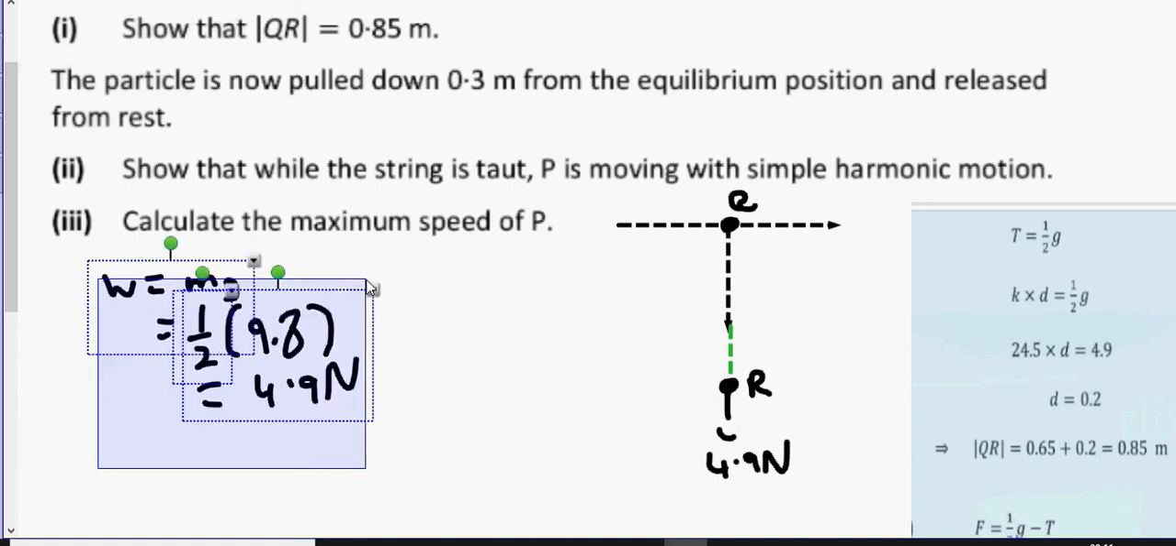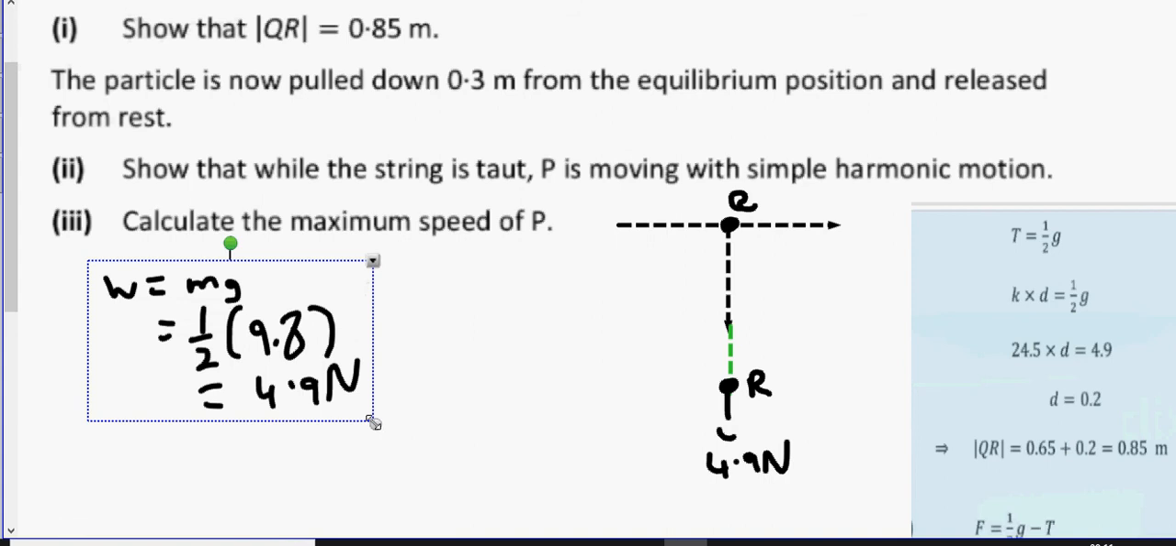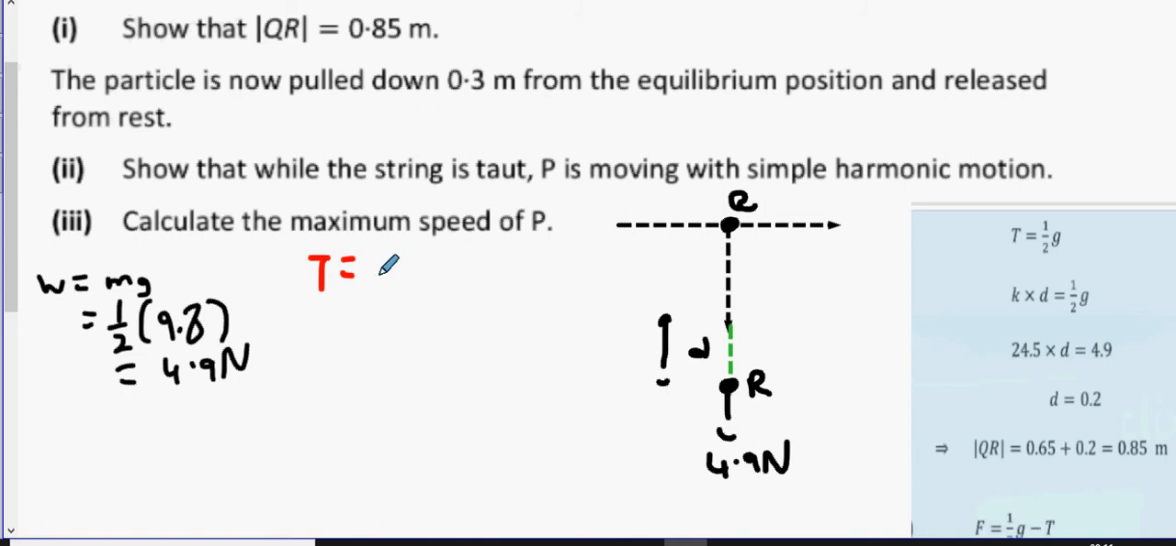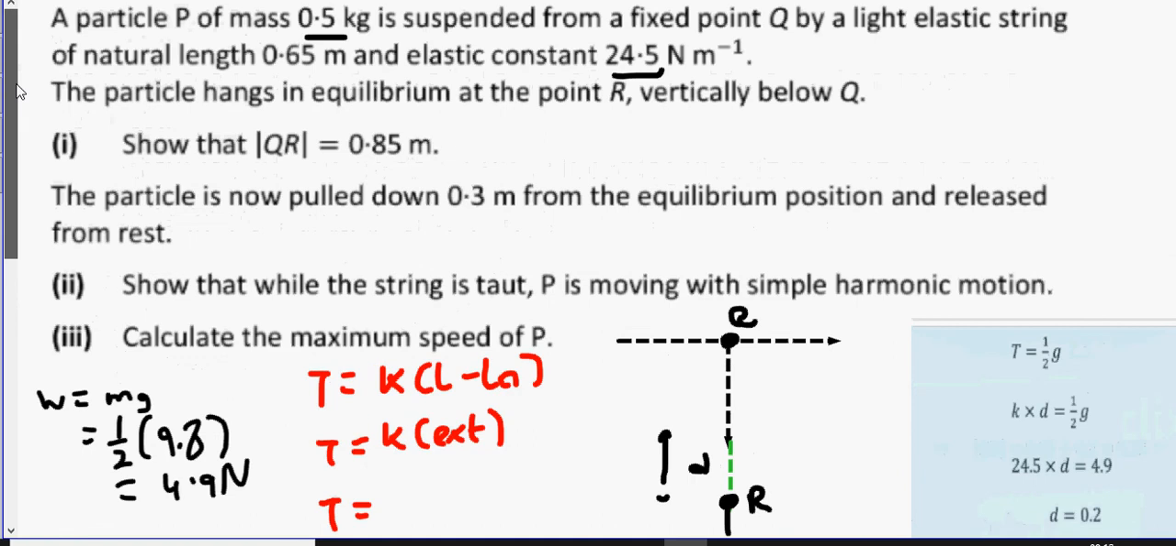Next thing we're going to do is find the tension in the string. And we'll call this distance D. Now, if you remember from the last question, tension is K times L minus L0. That can also be written as what, lads? K times extension, alright? It's the same thing. And then therefore, what's our K value? 24.5.